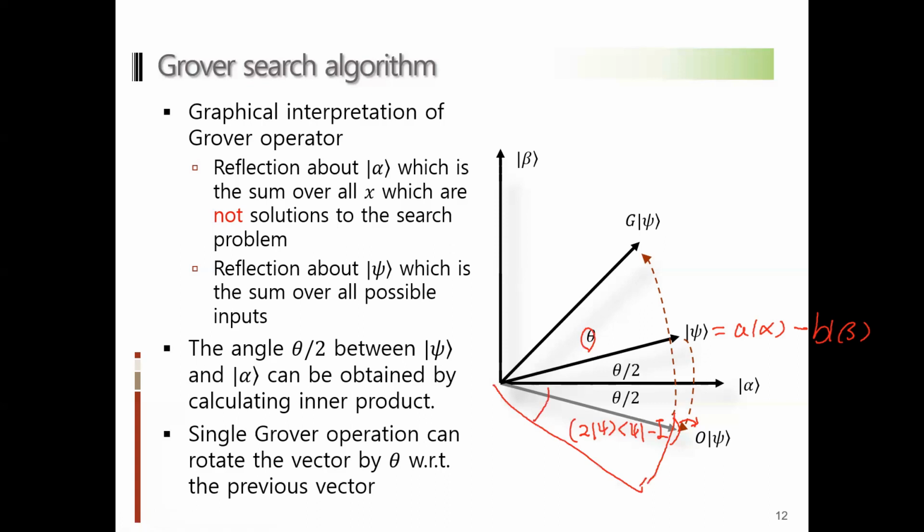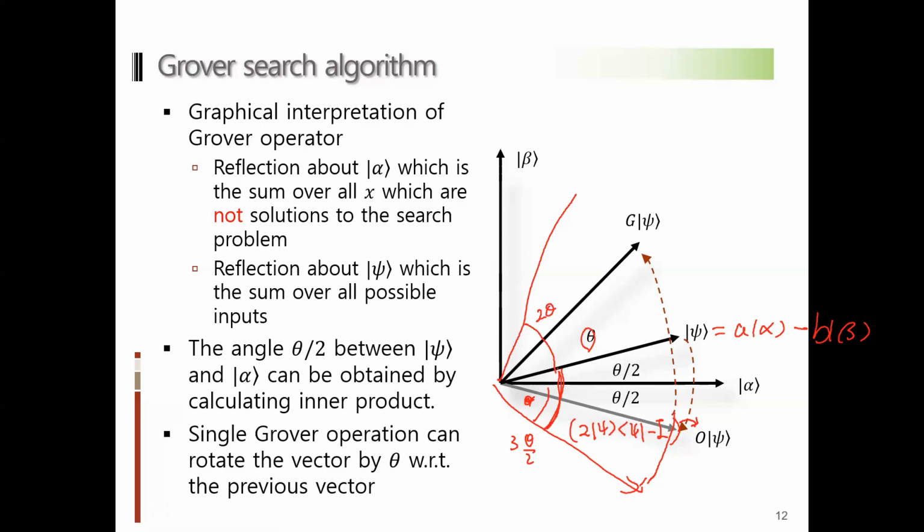the theta, 3 times theta over 2. And then the total, and after this reflection with respect to alpha, I also want to do an additional reflection with respect to this psi. So the total angle between the psi and the current vector is actually the summation of 3 times theta over 2 plus theta over 2. So the new vector will be moved by another 2 theta.